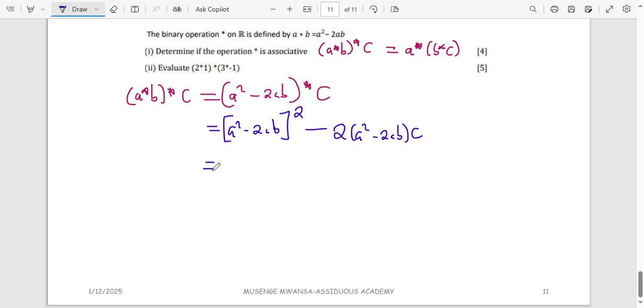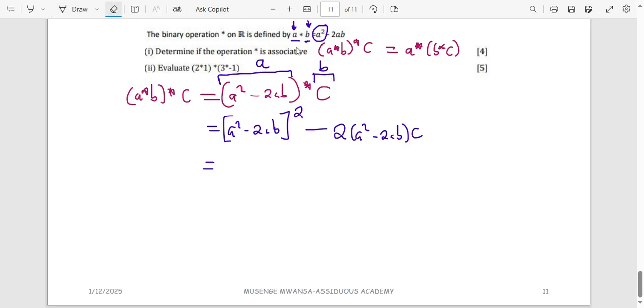When you have got a first term star the second term, what you simply get is the first term, you square it. Now in this case, our first term is this one. This is the one that is representing a. The second term is this one. This is the one that is representing b, because the first term and the second term are separated by a star. So where there was a, we are going to be putting a squared minus 2ab because this is the first term. Where there was b, we are going to be putting c because that's the second term.